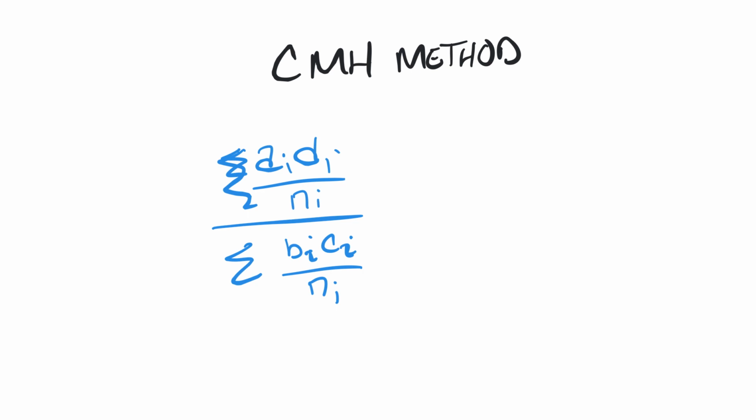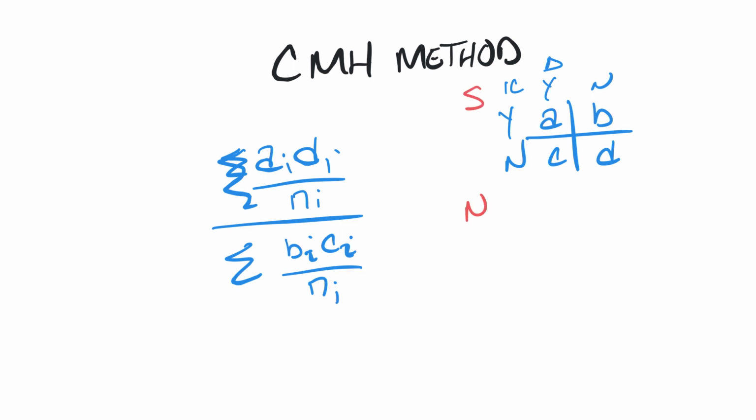So what do we mean by A, D, B, C, all that? Well, remember those 2x2 tables that I was making, the ice cream and the drowning? This is yes and this is no, this is yes and this is no. This is A, this is B, this is C, and this is D. And remember that I stratified it by summer and non-summer.